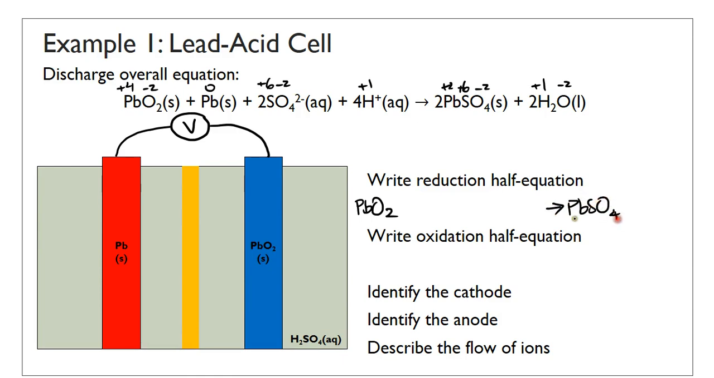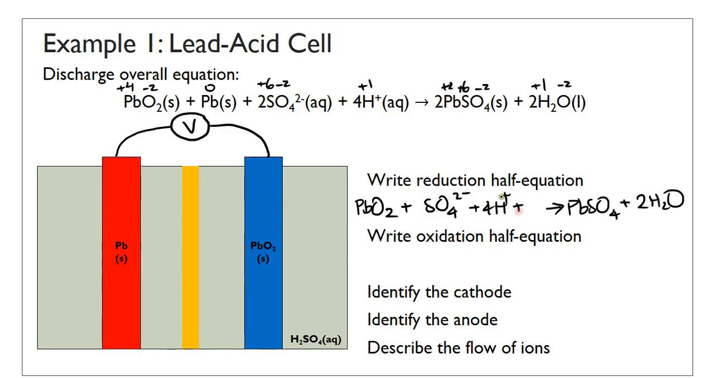PbSO4. So we're going to add the SO4 because you have spectator ions. If you don't add it, you're not going to be able to balance the equation. And then you can use H+ if you want, because this is acidic, like the lead acid cell. So I'm just going to balance oxygen by adding 2H2O, adding 4H+, and 4 electrons.